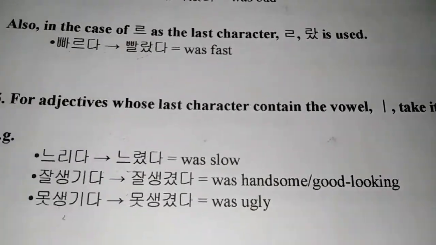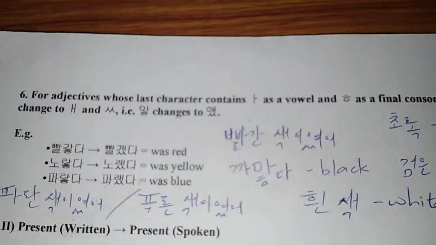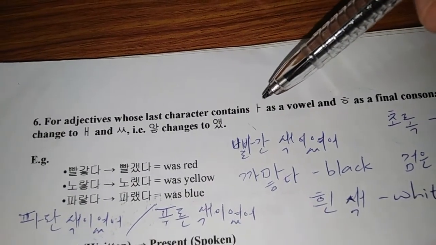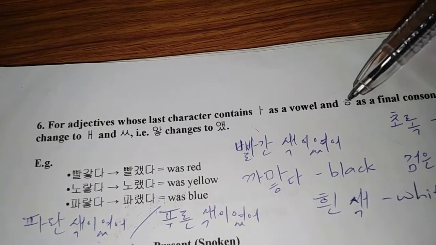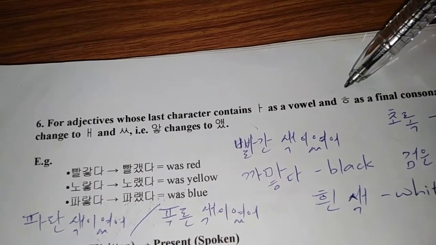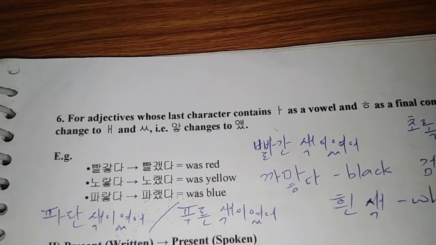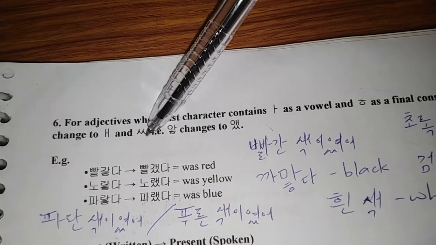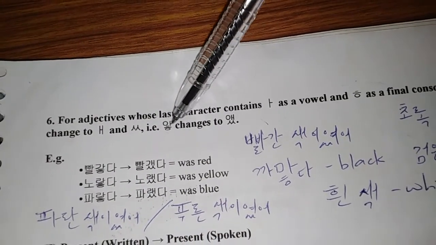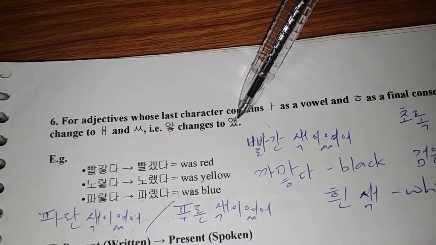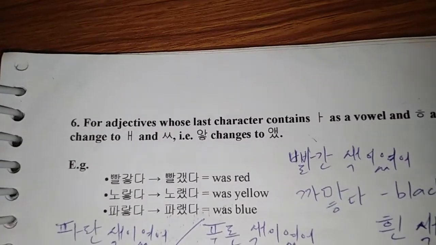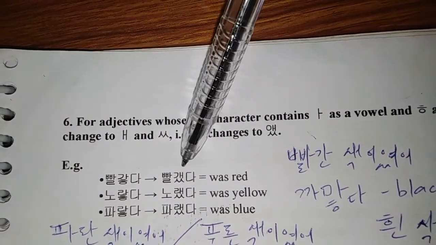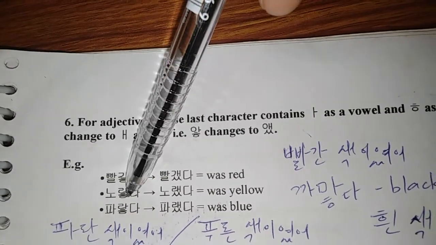Now we're going for the last conjugation rule for today. If you have the last vowel as ㅎ and ㅏ with ㅎ as the batchim there, then you would change that ㅏ to ㅐ, and as usual add your 쌍시옷 there. So 하 would change to 해. Examples are given here. 빨갛다 means red. 빨갛다, 빨갰다. 노랗다, 노랬다. 파랗다, 파랬다.